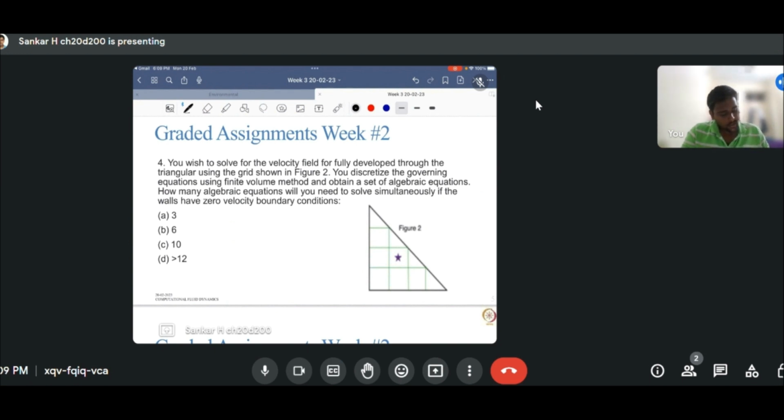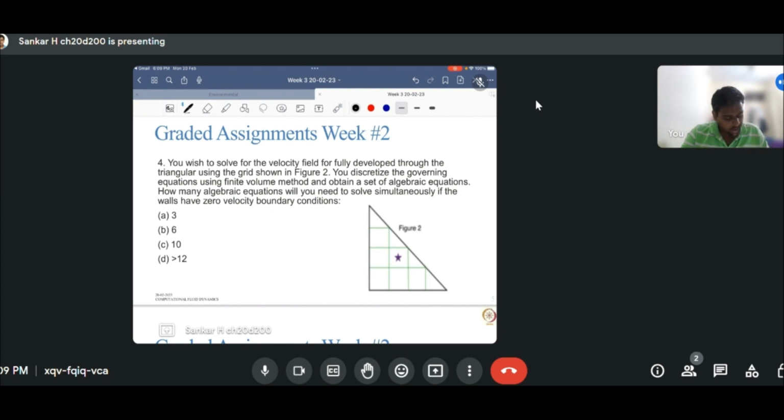Moving on to question number 4, we wish to solve the velocity profile for fully developed flow through the triangular duct as shown, using the grid shown in figure 2. We discretize the governing equations using the finite volume method and obtain a set of algebraic equations. How many algebraic equations will we need to solve simultaneously if the wall has zero velocity boundary conditions? Now we know that the finite volume method uses the integral of the velocity in the entire segment that is being used, and in each segment there will be one equation that arises due to the discretization.